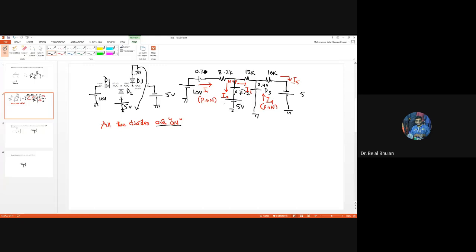Whether it comes out to be on or off, it is after the calculation, not before the calculation.